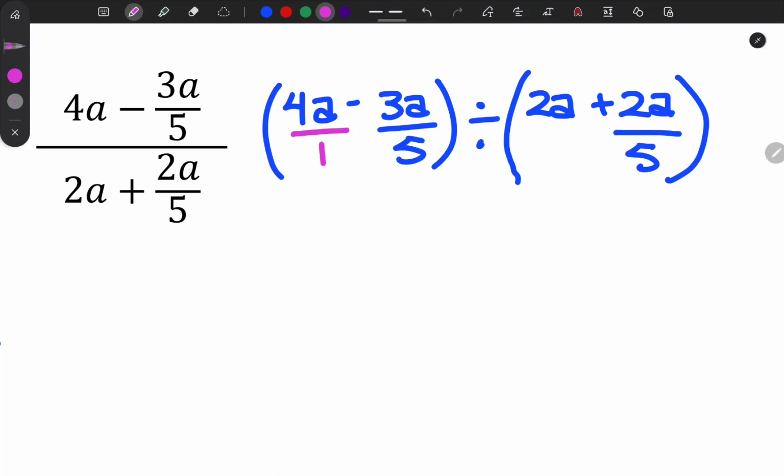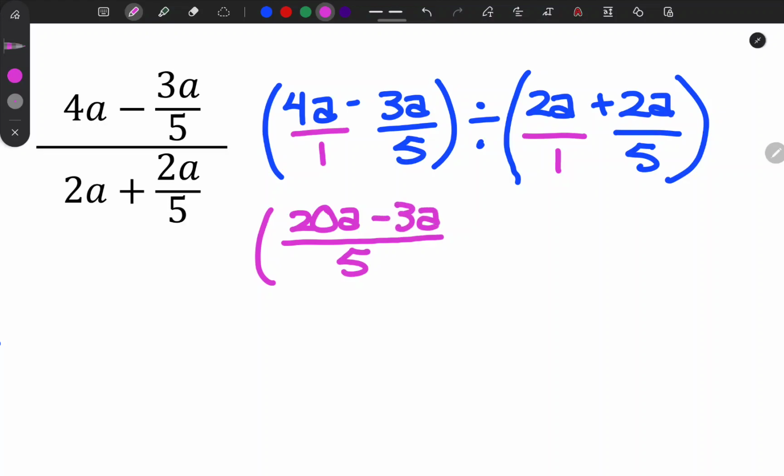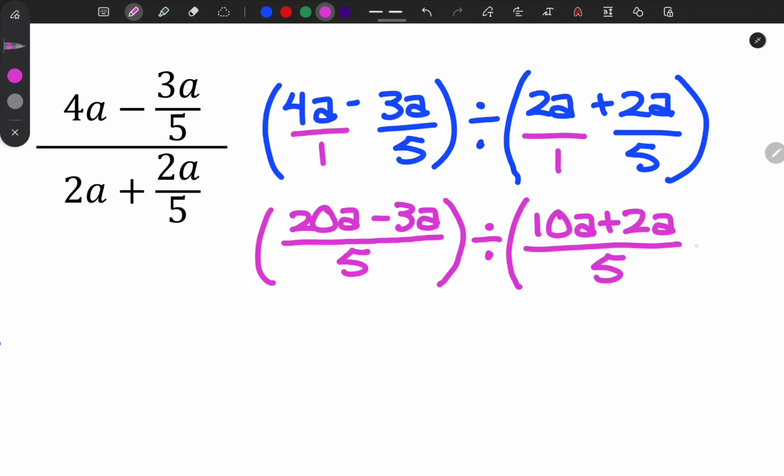Just for the purposes of seeing that I need to find common denominators, I'm going to write those over 1. Fraction over 5 and a fraction over 1. I would like an LCD of 5, please and thank you. So if it's over 1, I'm going to multiply by 5 in the numerator and denominator. So 20a over 5 minus 3a over 5. That will be our subtraction, and let's do something similar for the second bracket. 2a over 1, going to multiply by 5, making that 10a over 5, plus 2a over 5.